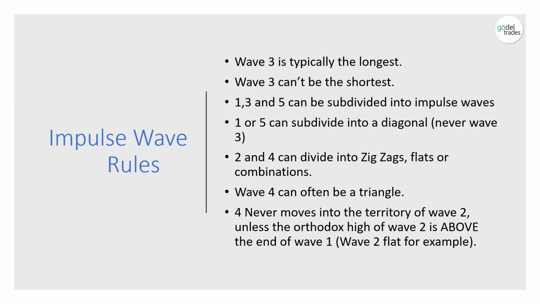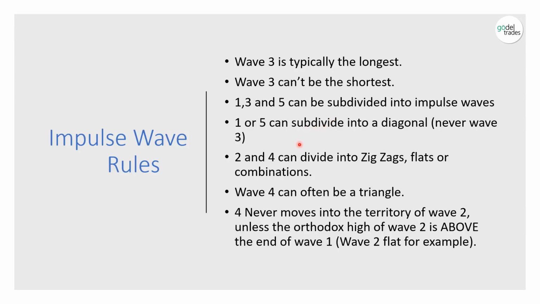Some basic rules of the impulse wave or mode of wave sequence. Wave 3 is typically the longest. It does not have to be the longest, but it can't be the shortest, which means it can be the medium length. A lot of Elliott wave practitioners are misinformed, and they think wave 3 always has to be the longest. That's not the case. It can't be the shortest, but it doesn't have to be the longest. It can be the medium length. 9 times out of 10, you're going to see wave 3 as the most aggressive and largest wave within a 5-wave sequence.